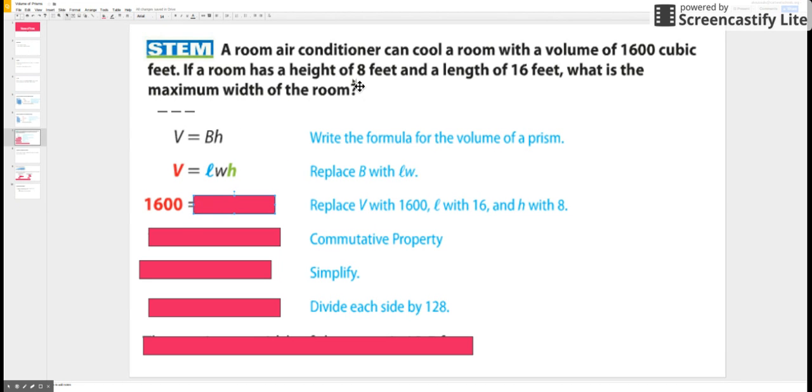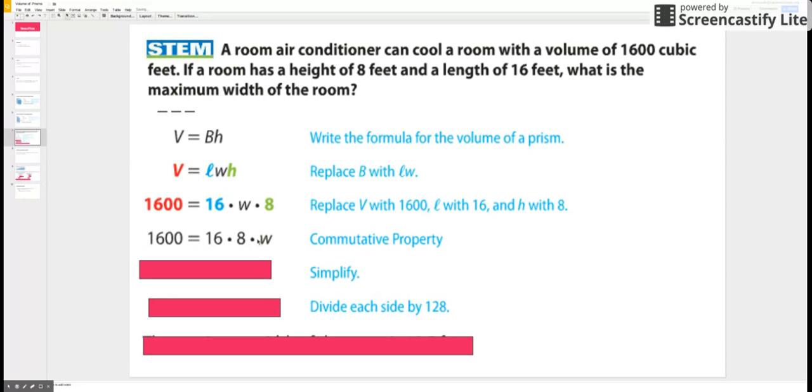The room has a height of 8 feet. So we're going to plug in the height for 8. Okay. And then it says a length of 16 feet. So our length we're going to plug in as 16, and we're missing our width. So now we can simplify this side of the equation and then solve.